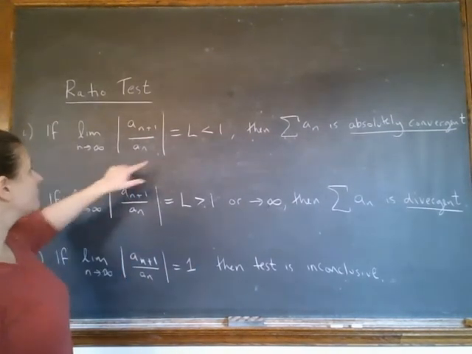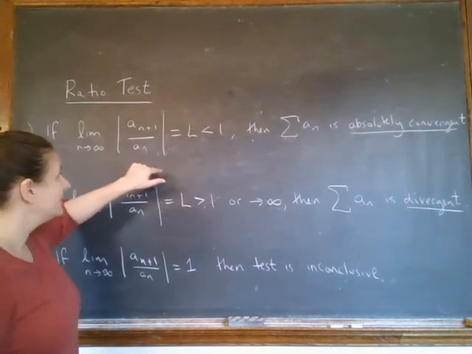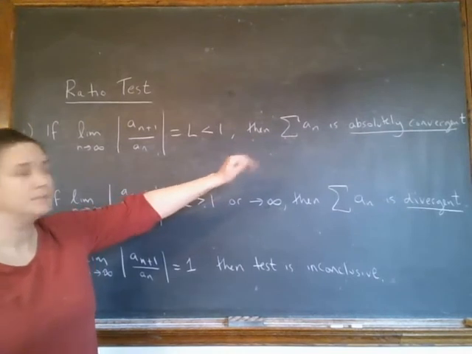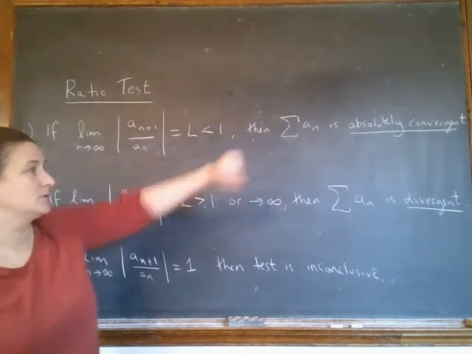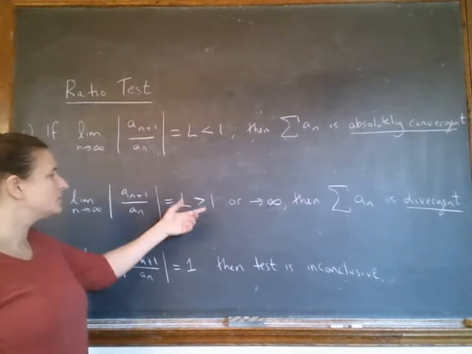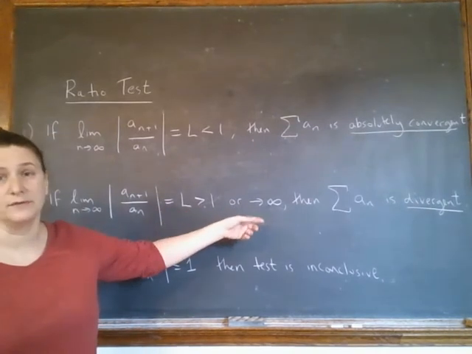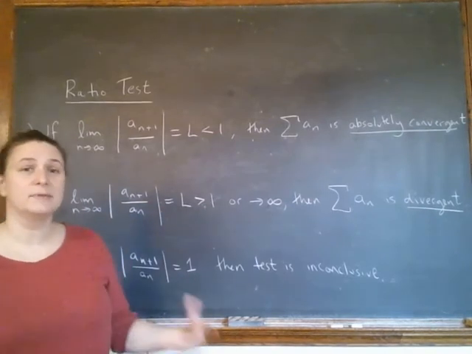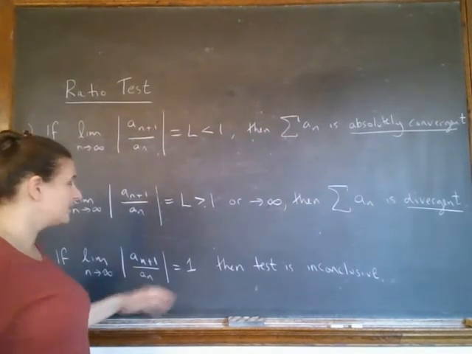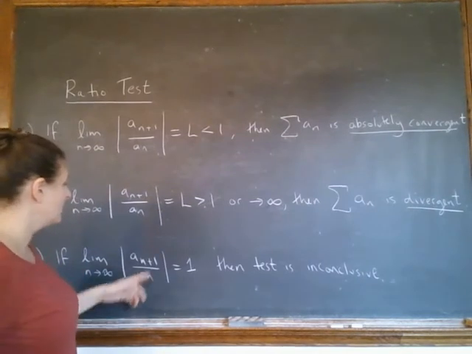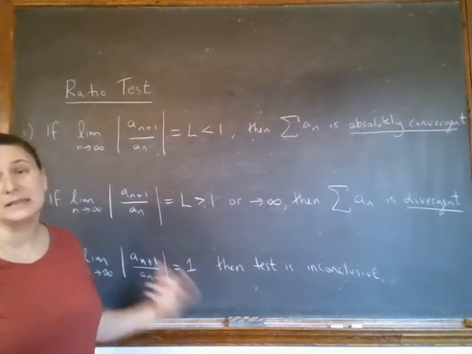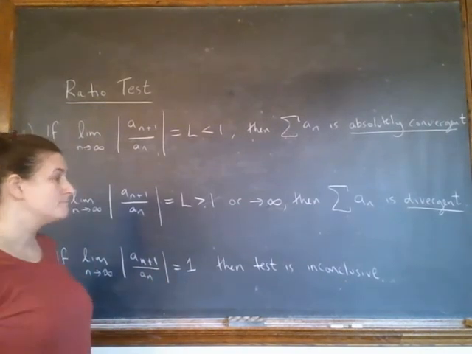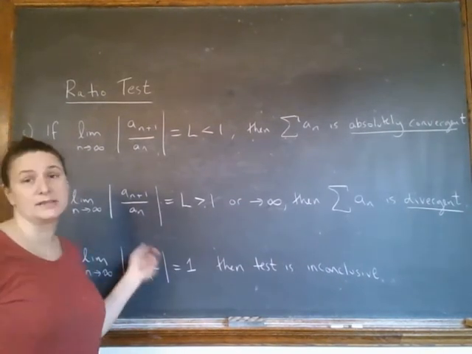So if my ratio a_(n+1) over a_n is less than 1, could be 0, that's fine, then the series is absolutely convergent. If my ratio is bigger than 1, or goes off to infinity, that happens sometimes, then the series is divergent. Well, that would be great, except it turns out that there is that case where the ratio is equal to 1. In that situation, this test tells you nothing, okay?